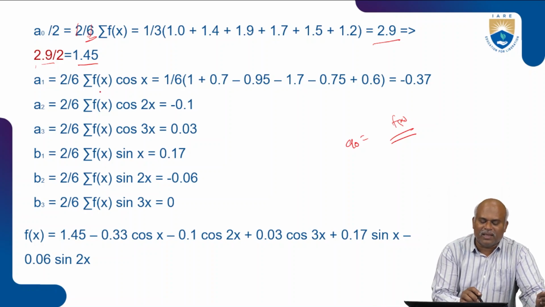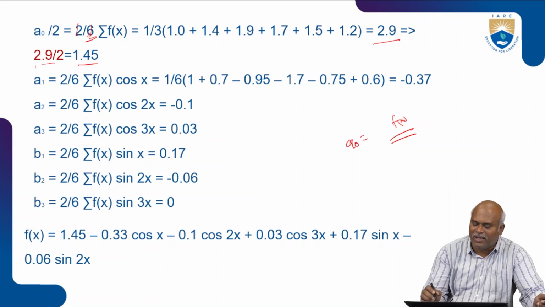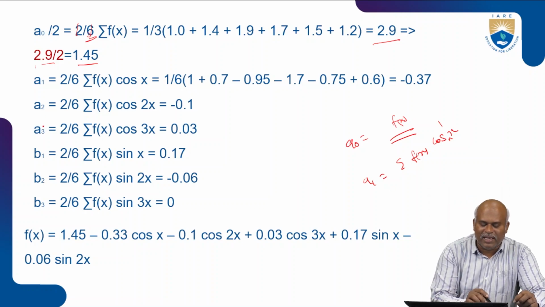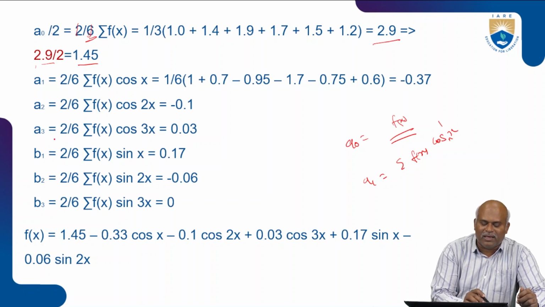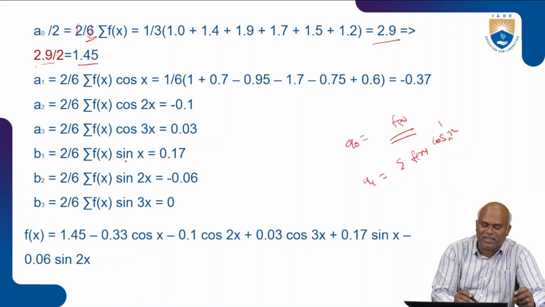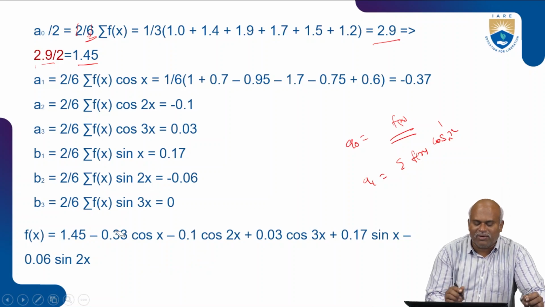Another one, A1, is 2 by 6 summation of f of x cos x. So now n is represented as 1. So A1 equals summation of f of x cos x, where n is 1. Same like that for A2 also, 2 by 6 summation of f of x cos 2x. Then A3 is equal to 2 by 6 summation of f of x cos 3x. Then B1 equals 2 by 6 summation of f of x sin x, we can write. This is a cos term as well as a sin term, both will be given. A1, A2 again.